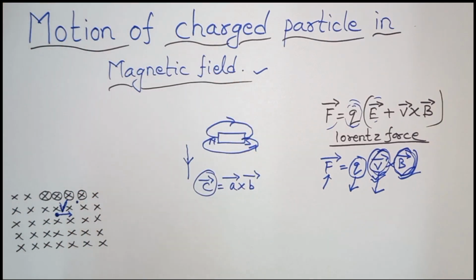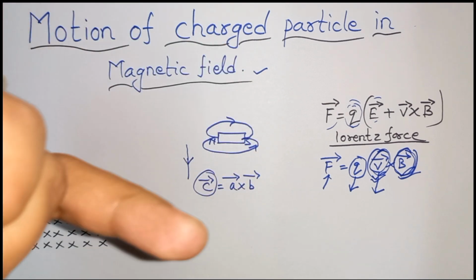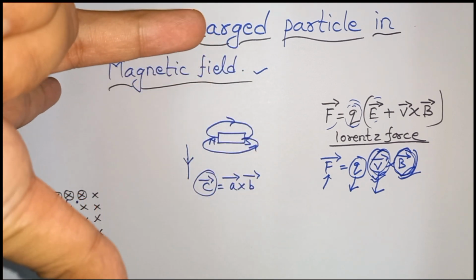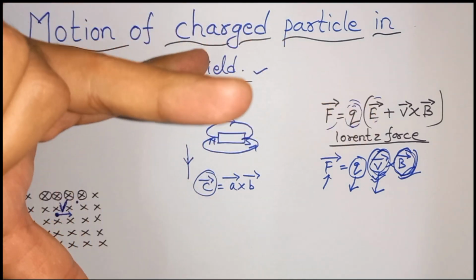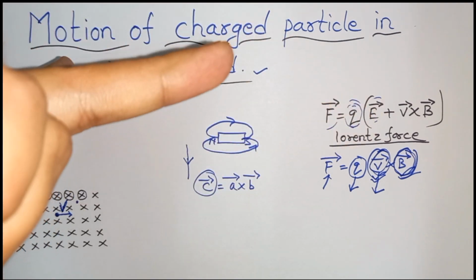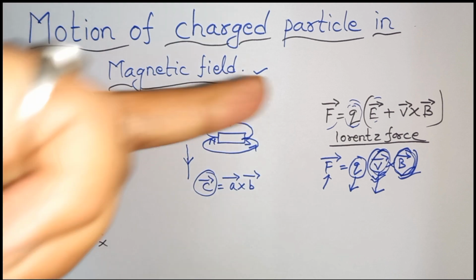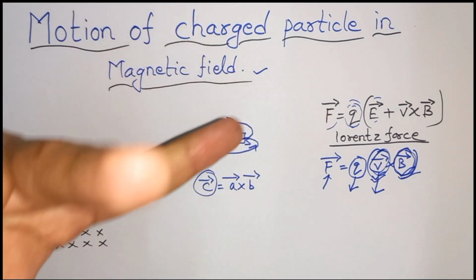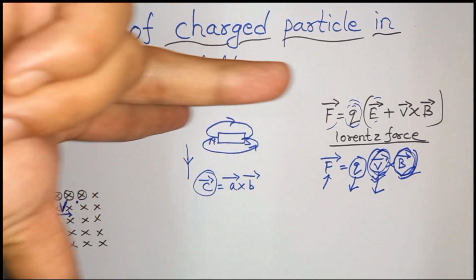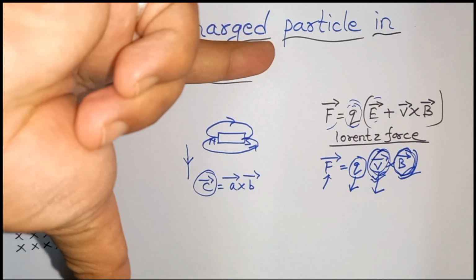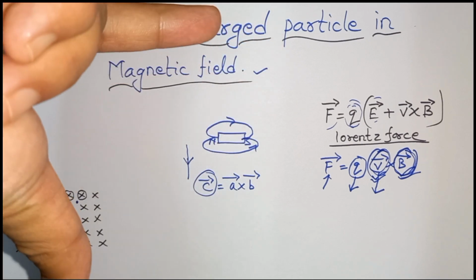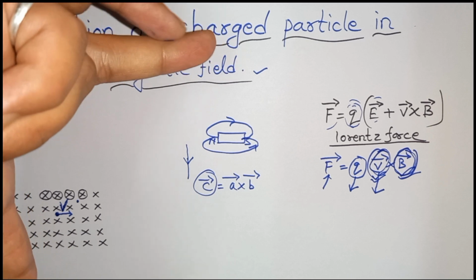Let us consider now what happened. This finger is going down in the direction of the magnetic field, and this one shows the direction of velocity. I hope the explanation is clear. If I do it like this, one finger is down, and this finger is in the direction of velocity.